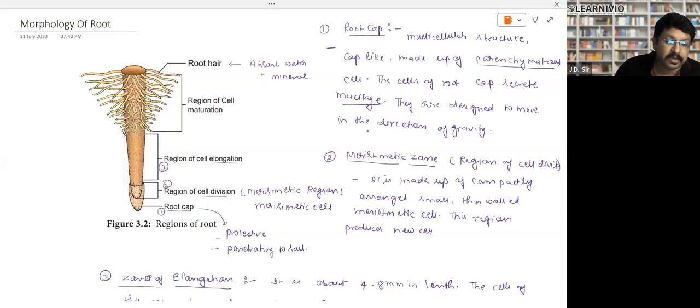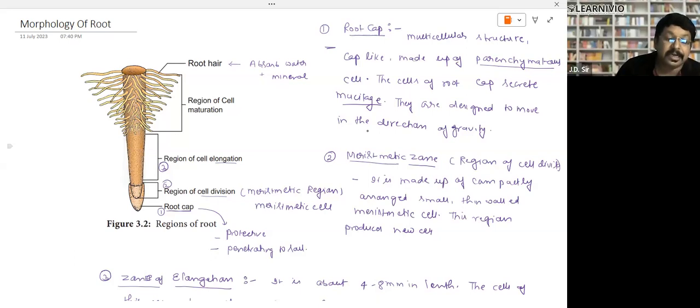And this part, some outer cells are of the root cap. They are dead, and they produce some gel or slimy-like substance that reduces the friction, right? Behind the root cap, there is a region of cell division. Here, continuous cell division takes place. These divided cells are pushed back, and this is the region of elongation.